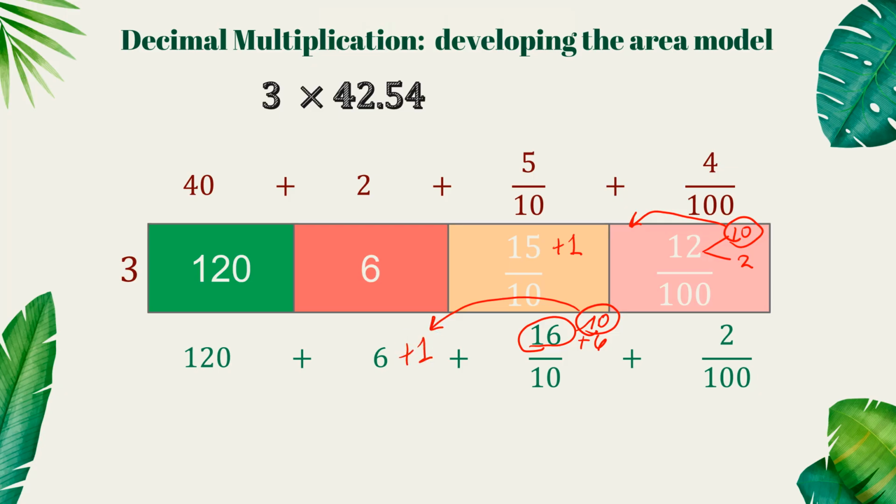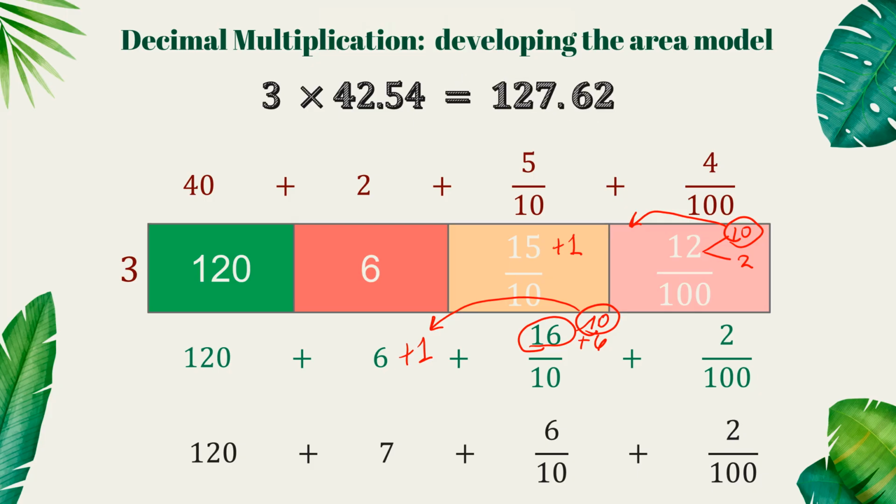So really, we have 120 plus 7 plus 6/10 plus 200. So altogether, we would have 127.62, because the decimal place goes right after the ones place. Okay, so that is the area model for multiplication.